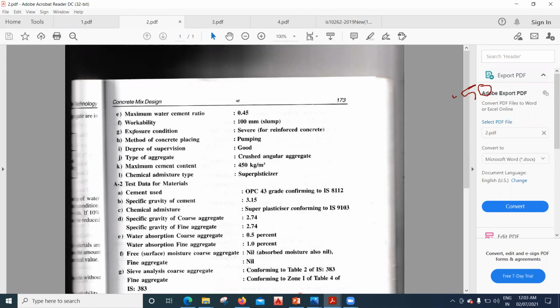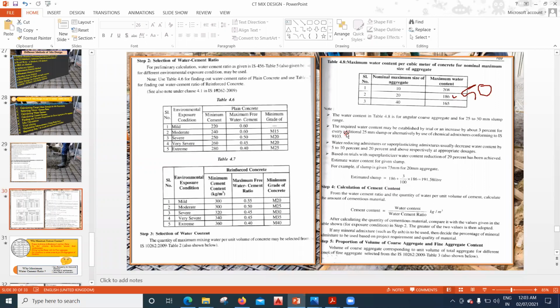The same correction factor is already mentioned here. It says the required water content may be established by trial, or an increase by about 3% for every additional 25 mm of slump. So for every additional 25 mm of slump, you have to give a correction factor of 3%, right? That's it. This is understood now. So I'll go back and we'll apply that.